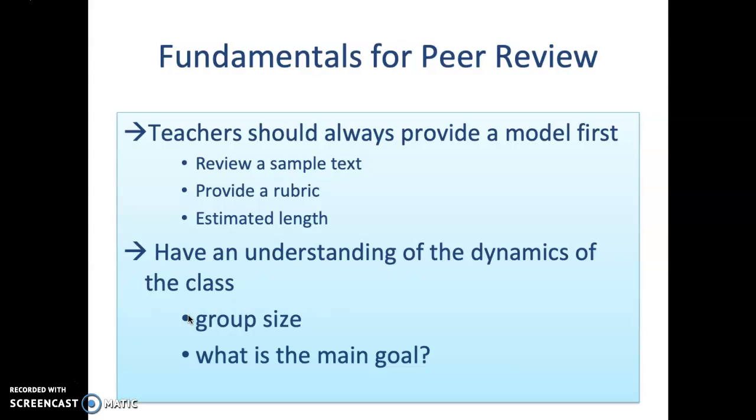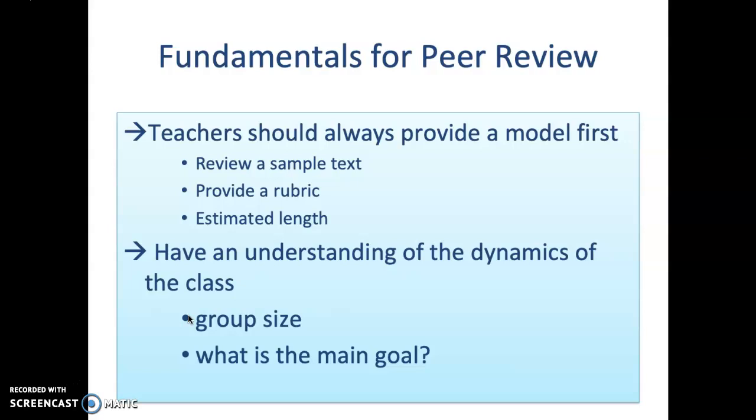And then also have an estimated time length for your peer review. Either you want to do this for one class, or maybe for a few weeks. Know what you want, or how big of a picture you want this to play within your class or for the curriculum. And then having an understanding of the dynamics of the class.